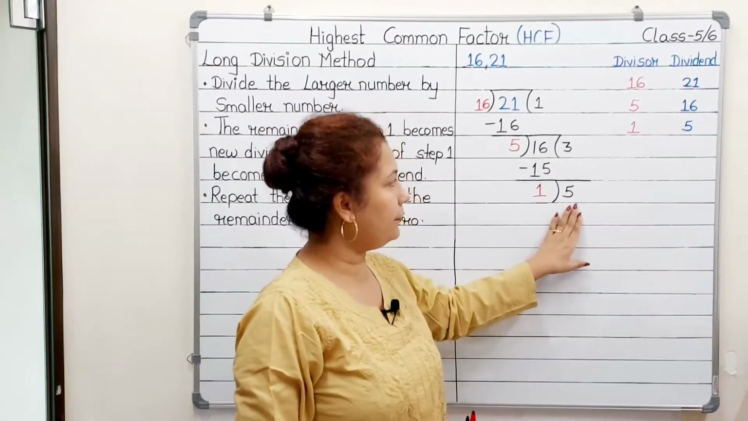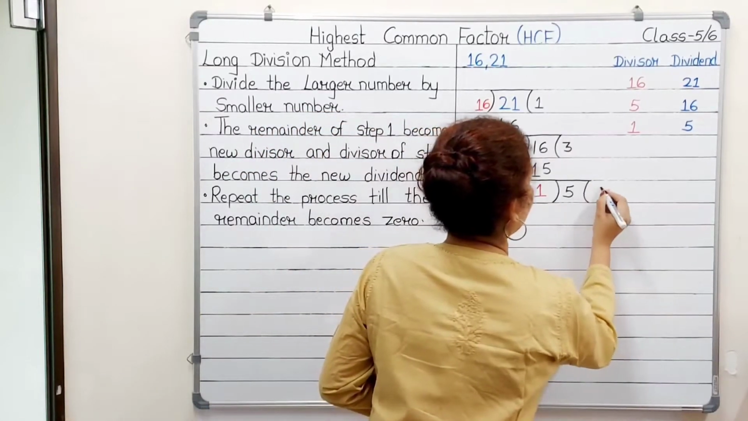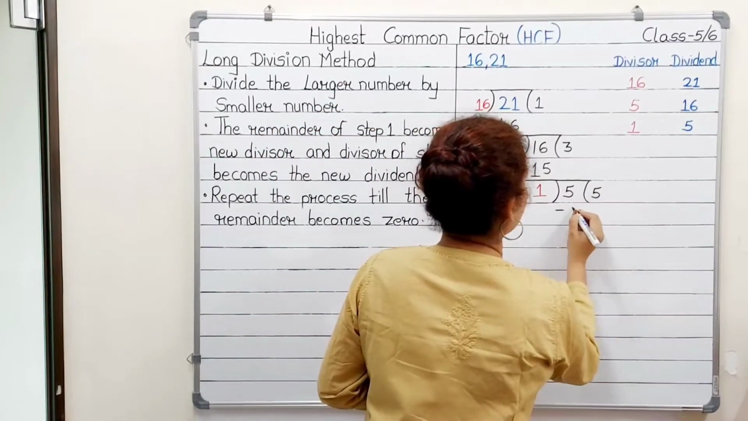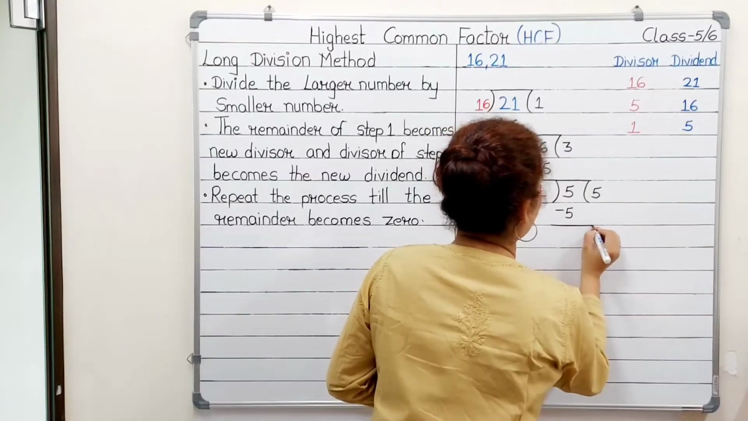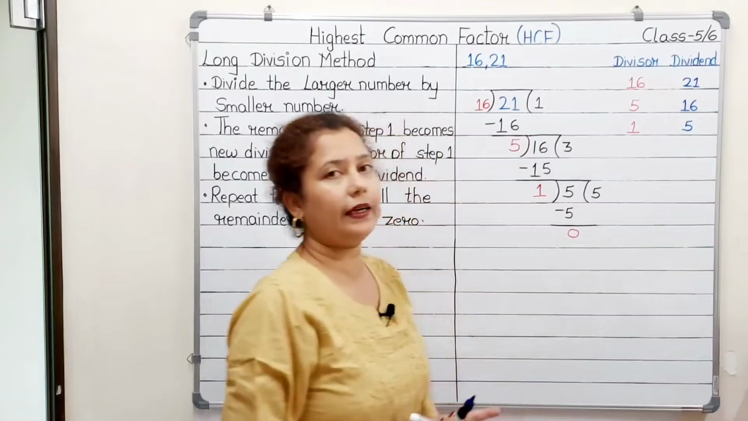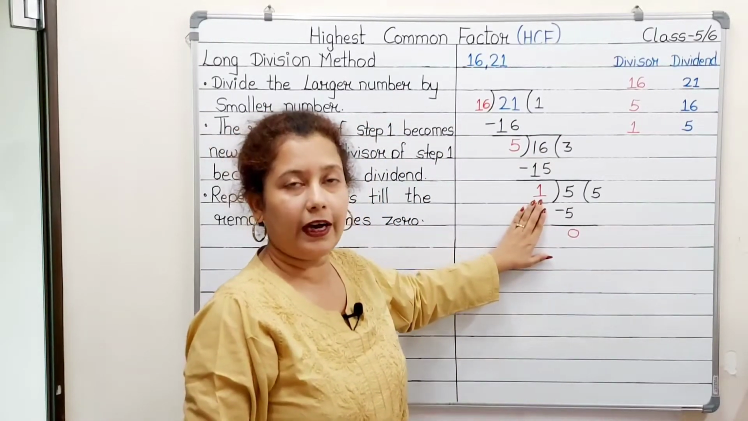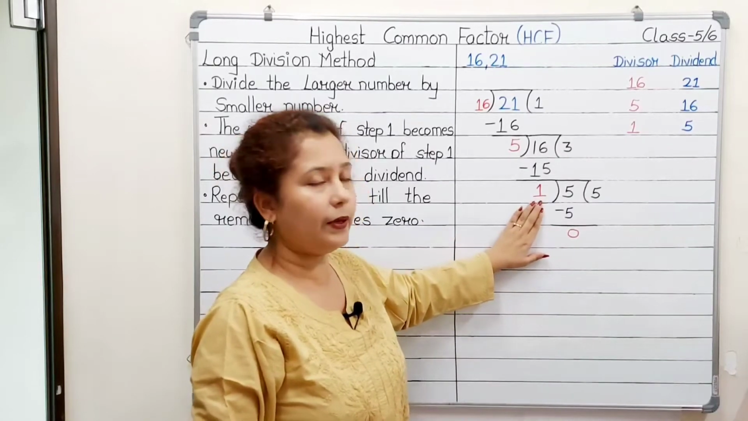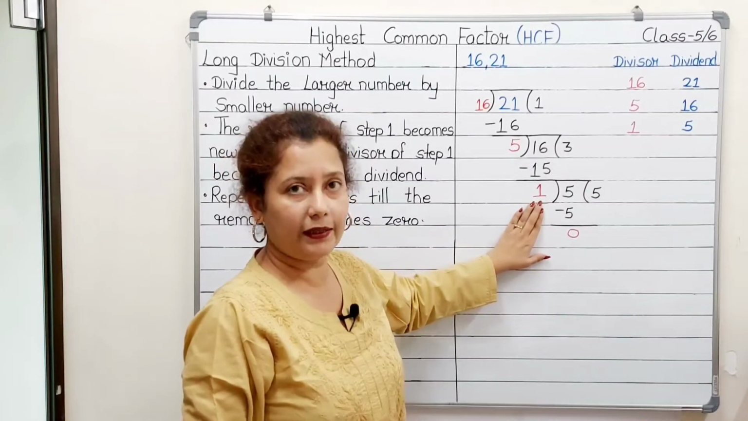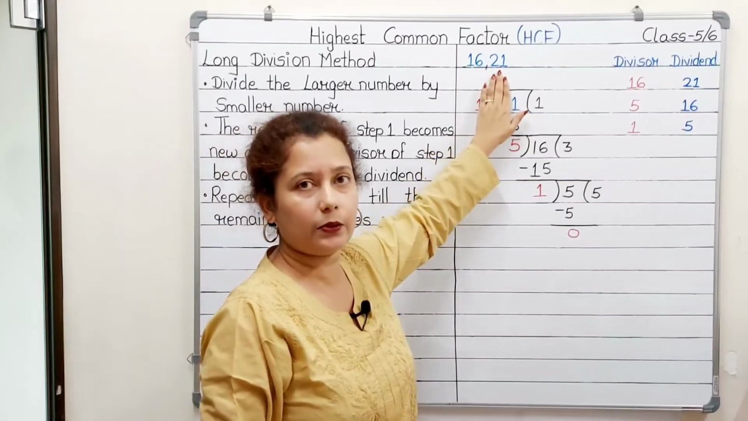When we will divide 5 by 1, we get 5 as the quotient and 0 as the remainder. So here we are getting 0 as the remainder when we are dividing 5 by 1. So the last number by which we are dividing is 1. So 1 is the HCF of 16 and 21.